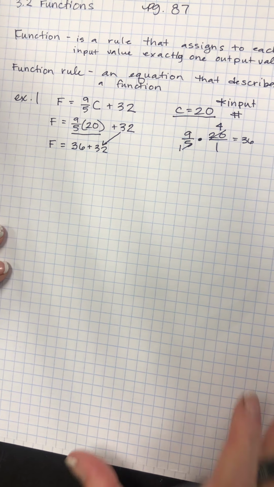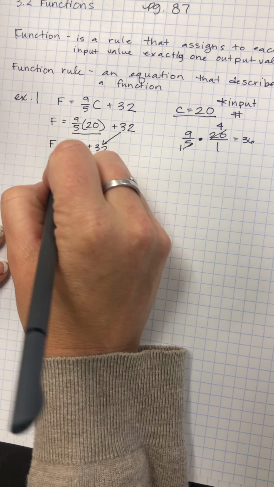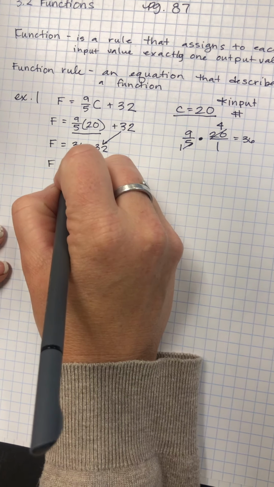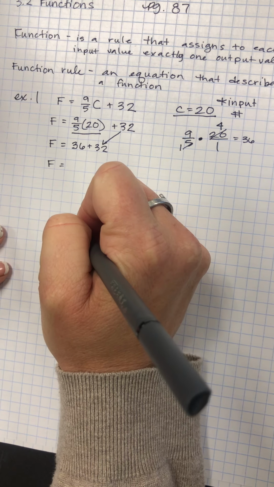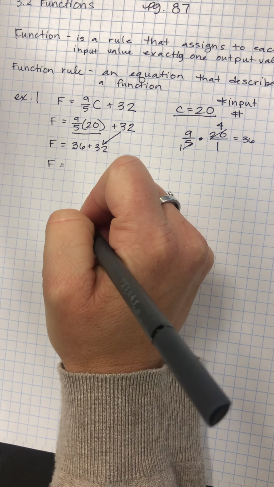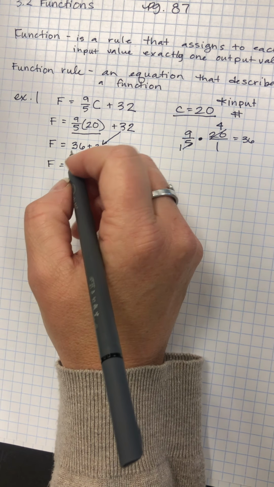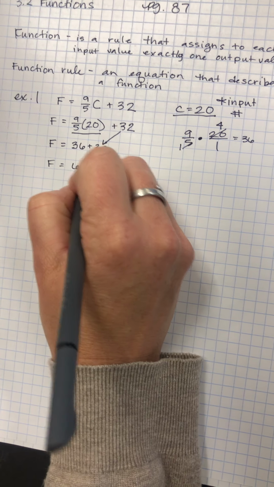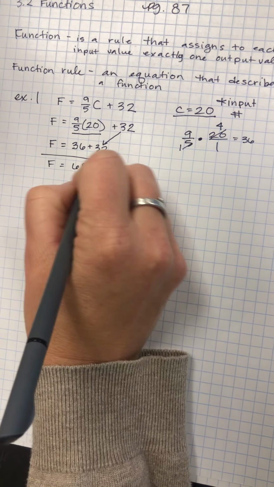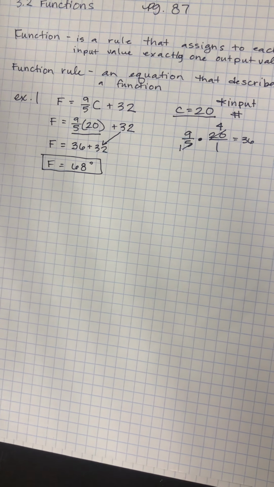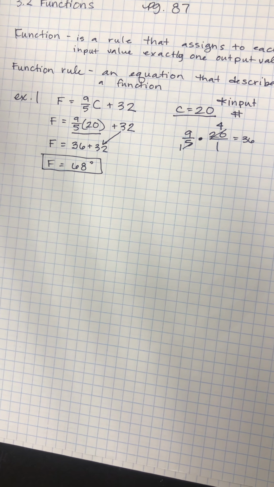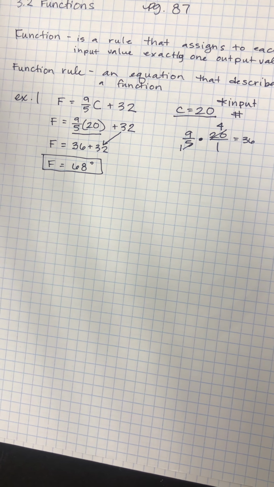Okay? And now I'm going to add these two, and I get, what is 36 plus 32? 68, thank you. 68 degrees Fahrenheit. Chilly. So 20 degrees Celsius is chilly.